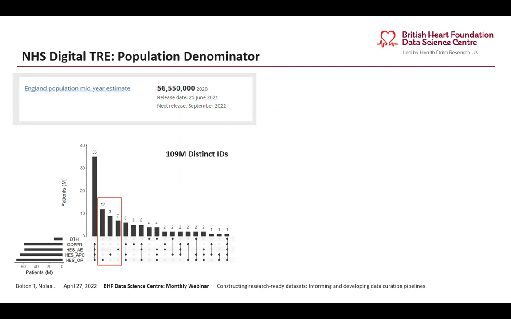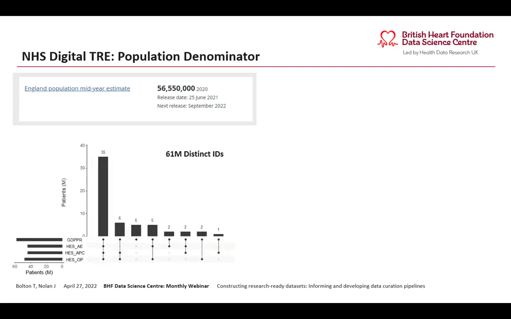But the second, third, and fourth largest groups are all IDs found in a single HES dataset only. So this is basically 30 million IDs that appear in one of HES, APC, outpatients, or A&E only. We think this might be to do with how the person ID field in the HES datasets is derived, and this is something we are trying to understand better with help from the Master Person Service at NHS Digital.